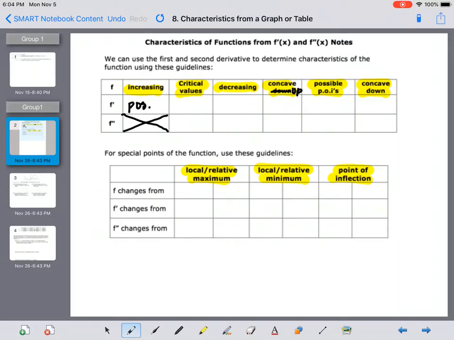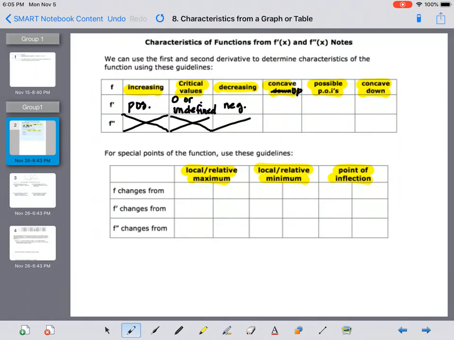In order to figure out critical values, remember these are where our possible maxes and mins can occur. Our first derivative is either equal to 0 or it's undefined. So if our original function has vertical tangent lines or a cusp, that's going to show in our derivative as an undefined value. Again, our second derivative tells us nothing, so I'm just going to X this out because our second derivative doesn't tell us our critical values. If the main function is decreasing, we say that our first derivative is negative.